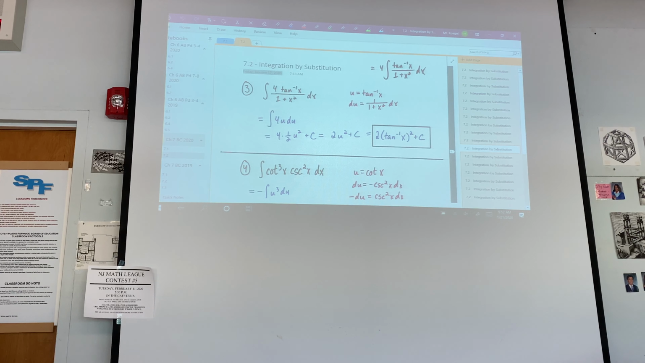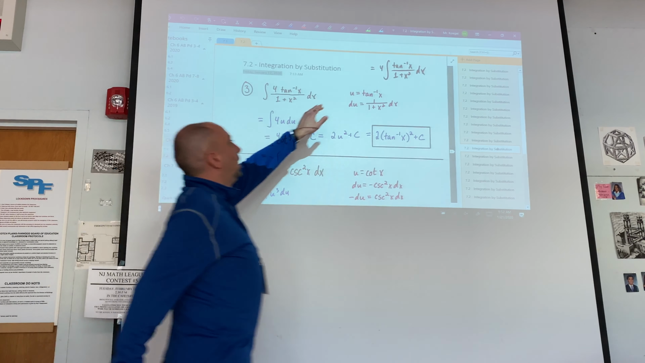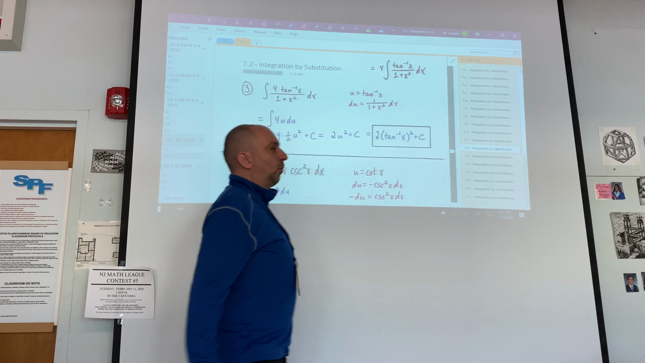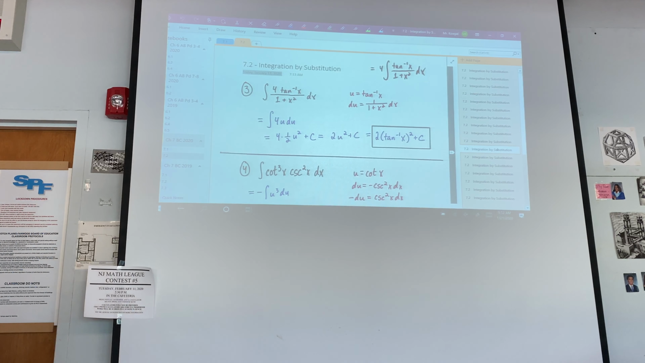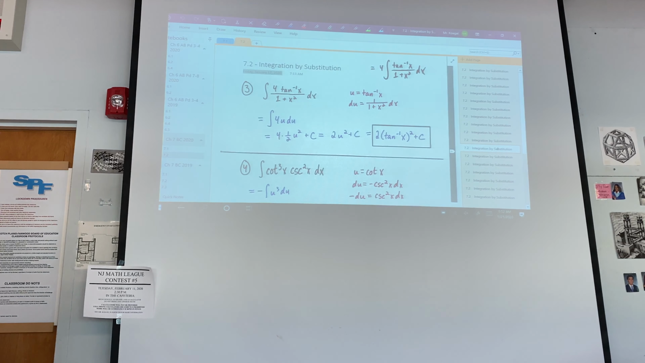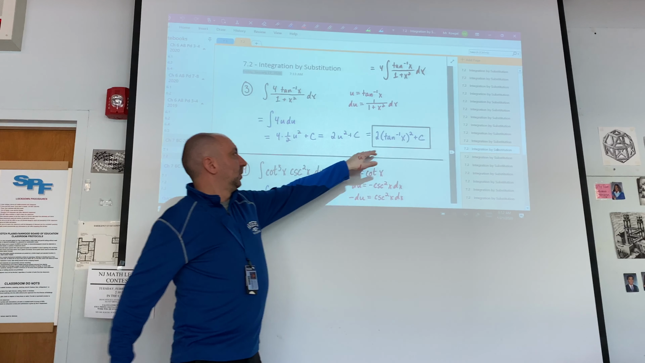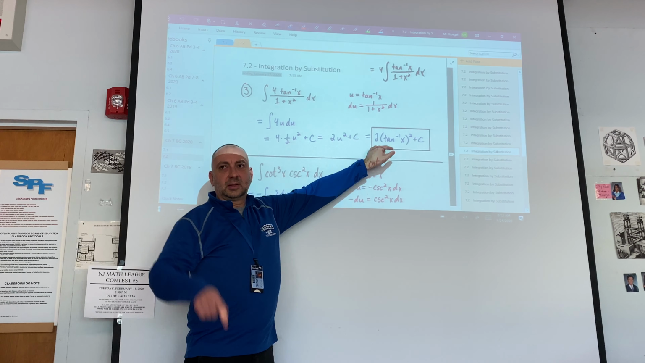Alright, number 3, 1 divided by 1 plus x squared is the derivative of inverse tangent of x. If you want to do this first, this is fine. Constant multiple rule on the 4. It's going to have to get dealt with sooner or later. You're going to use the constant multiple rule on it here or there.